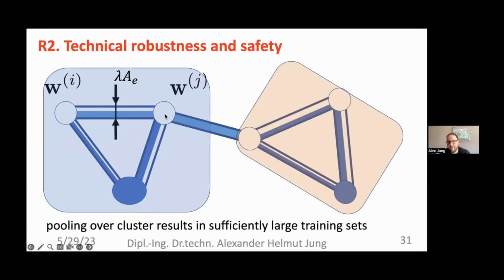Because I guess many of you know this rule of thumb: to train a model with D parameters, or D design parameters or degrees of freedom, you need to have at least D training samples. So the local data set size might be much too small to train a deep neural network. However, in this GTV minimization, the effective sample size is the aggregated sample size of all the local data sets in the same cluster. And this might be sufficiently large to ensure robust training, or in other words, to avoid overfitting. Okay, and so this is related to technical robustness and safety.